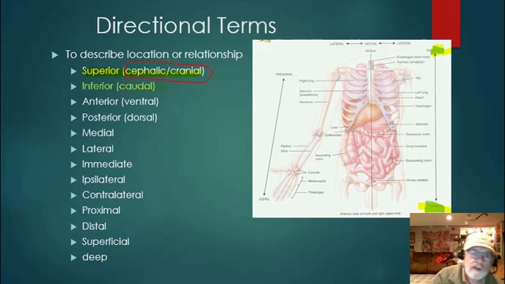The next two words are also paired: anterior and posterior. Anterior or ventral means towards the front of the body. If something's closer to the front of the body, it's called anterior or ventral. If something's closer to the back of the body, it's called posterior or dorsal.